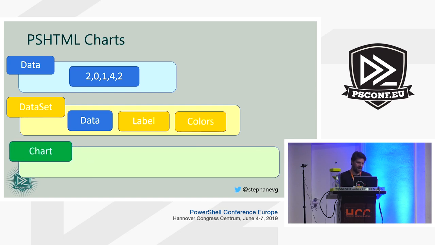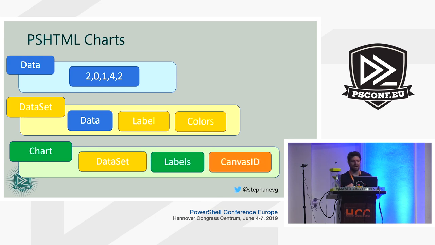Or red, or whatever. And then here in green, the chart, which you have to give one or more data sets, and I'll come back to that in a minute, and then some options as well, labels, and you can put some other stuff. And here one important thing is to point it to the canvas ID. Remember I said you need to have a canvas, and so you need to say where you want that chart to be placed.